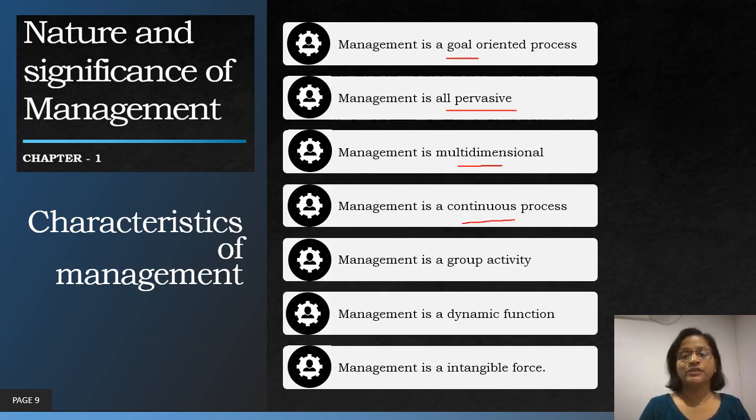It is a continuous process. You need to manage the organization not just for a day or few months, but so long as the business exists. It is a group activity. Here, group effort is given more weightage than the individual effort. It is dynamic. The management is a dynamic function, which means that management should adapt to change. Management is an intangible force. In every organization, there is management, but we can just feel it, we cannot see it.